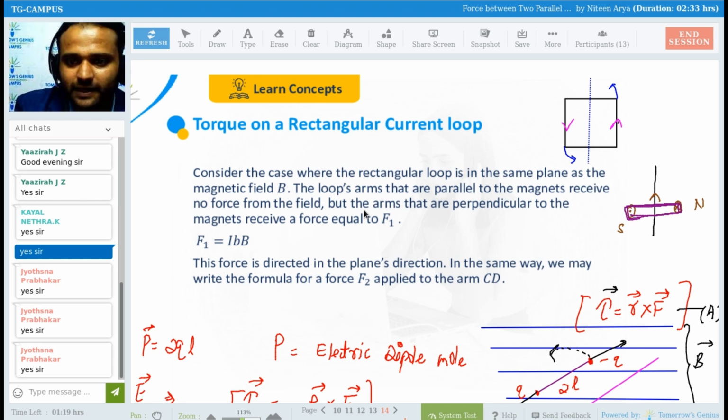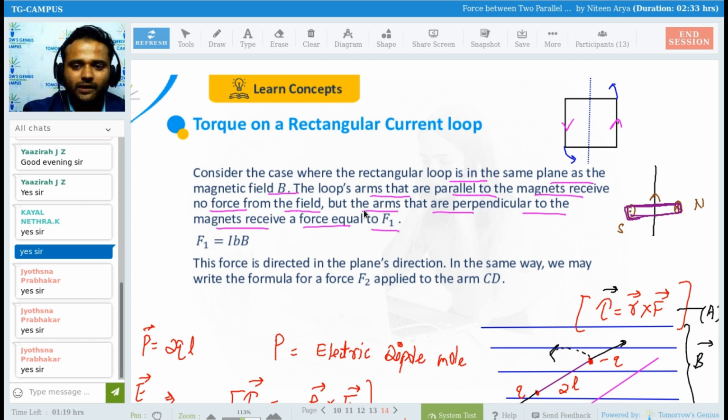So consider a case where the rectangular loop is in the same plane as the magnetic field B. The loop's arms that are parallel to the field receive no force from the field, but the arms that are perpendicular to the field receive an equal force, F1.